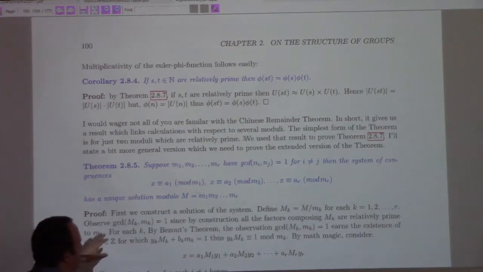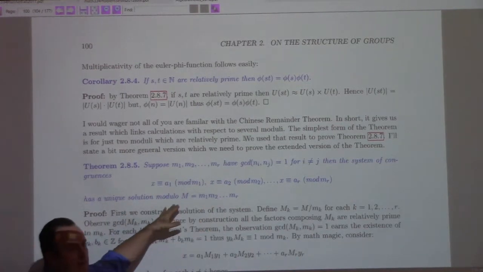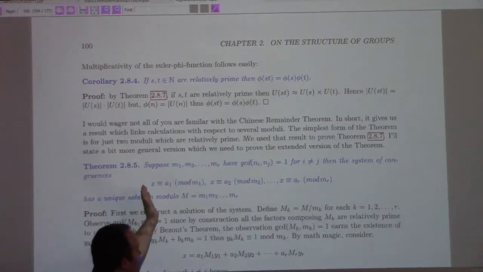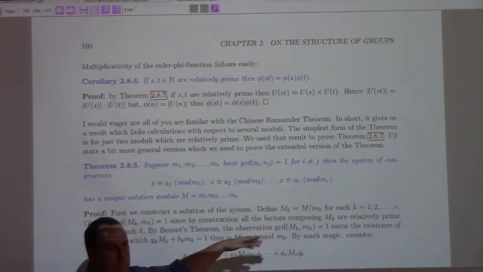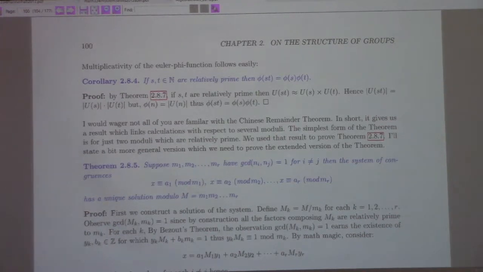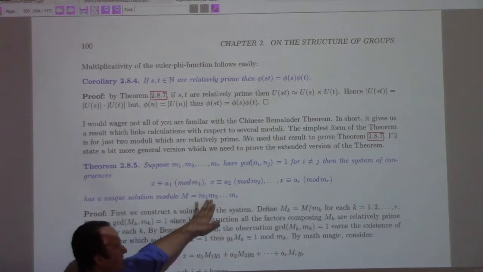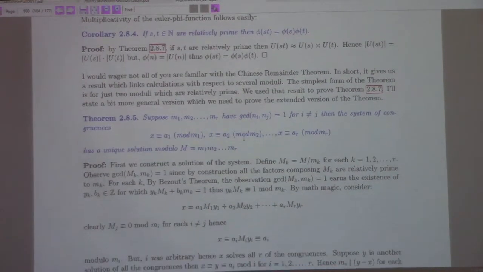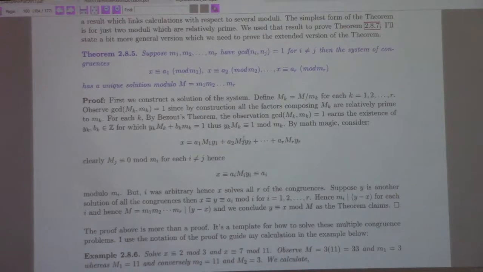So if you have a set of relatively prime moduli, then there is a unique solution to this system of congruences. And, well, it's unique, not really. It's unique up to the product of the moduli. So it's not really unique, right? So the proof is actually quite beautiful. You can construct this solution as follows.